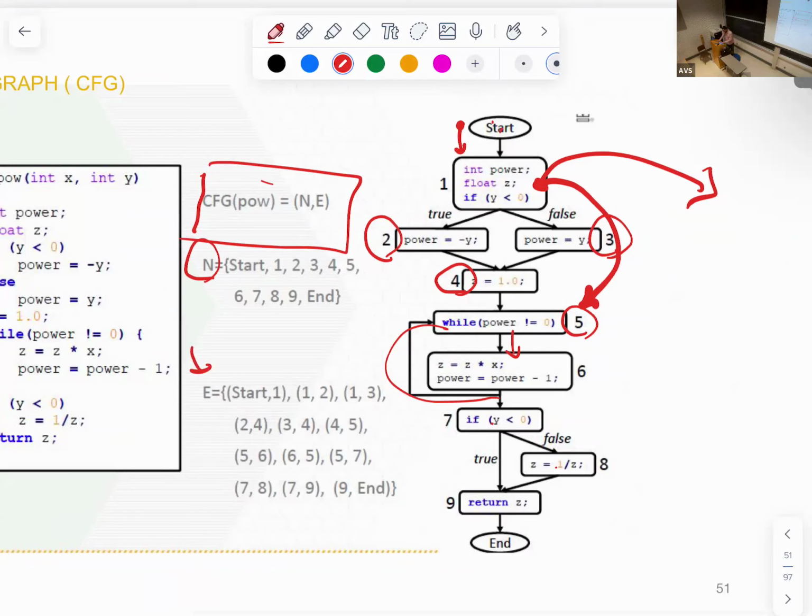So we have one edge from start to 1, one edge from 1 to 2, from 1 to 3, from 2 to 4, 3 to 4, 4 to 5, 5 to 6, 5 to 7, and 7 to 8, 7 to 9, and 9 to the end. Right, so these are the potential edges in our system.